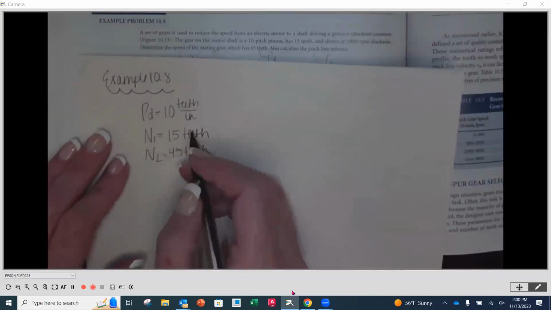Now, that doesn't mean that most often it's 3. It doesn't have to be 3. But if we take 15 times 3, that's how many times the pinion has to go around to get this one to go around once. So when we calculate our velocity ratio, it should come out to be 3, whatever numbers we end up using. All right, good.